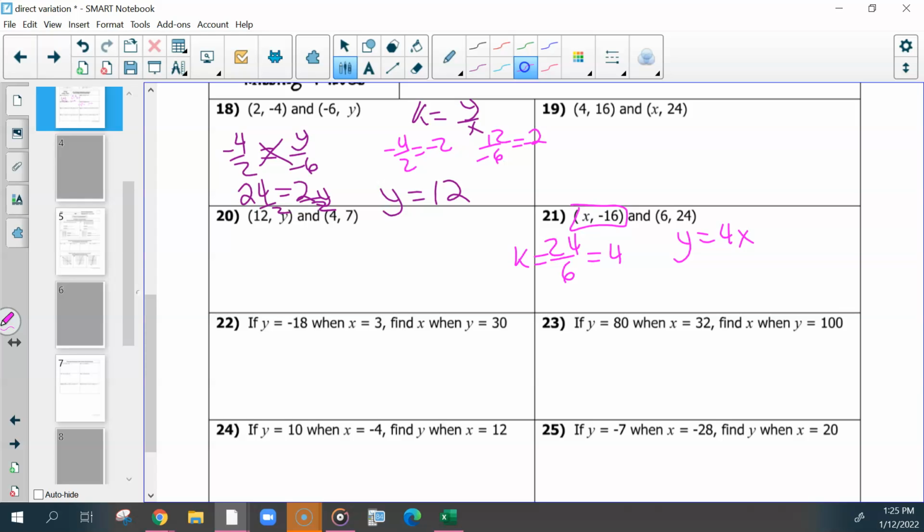Now that I have that new equation, I can take the other ordered pair, the x and negative 16, and I can use those numbers. So I don't know what x is, but I know my y value is negative 16, and I can solve for x. It's like I used the proportion, but in a different way. I solved it kind of different.